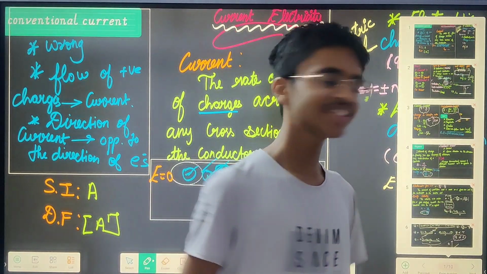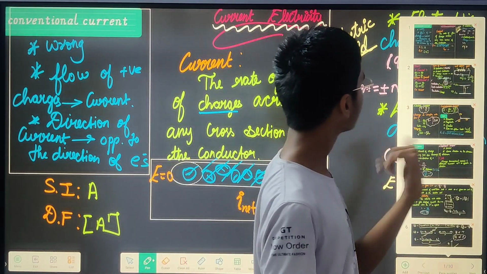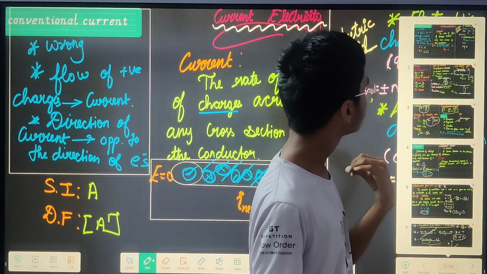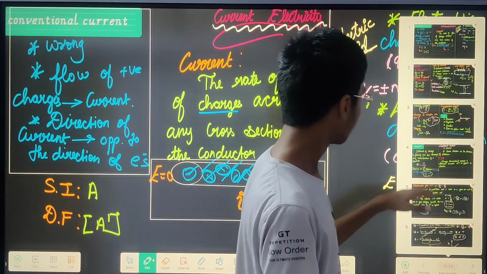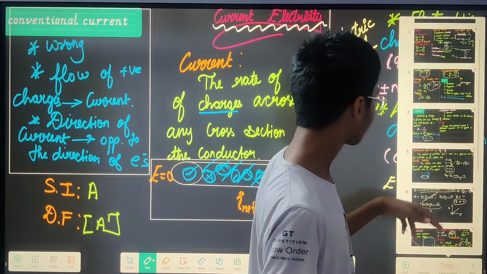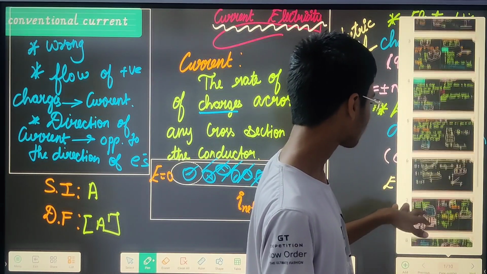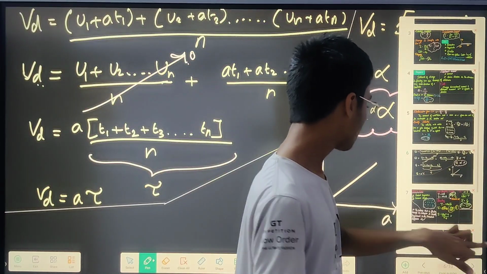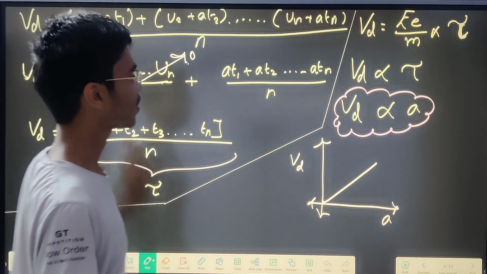Okay, current electricity. So we have completed conventional current, basing, types of materials, what is electric current, ampere, like SI units, electromotive force, drift velocity, all of those things. And now we have come here, drift velocity's derivation, which we completed in the last part.